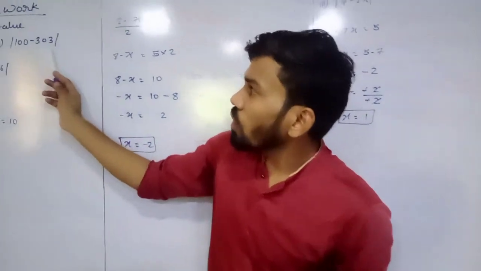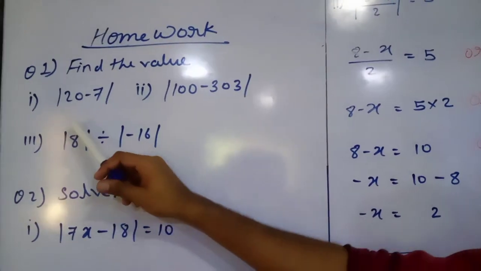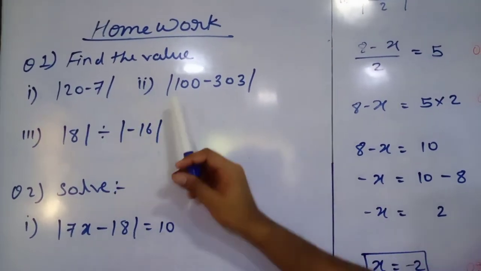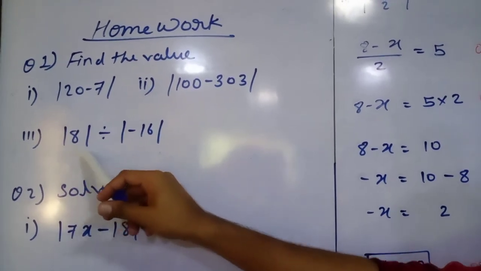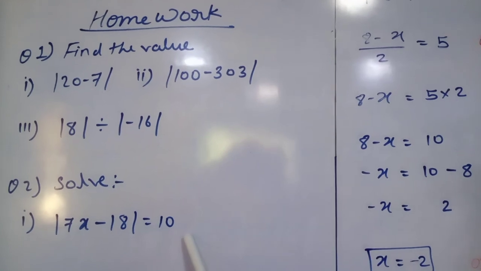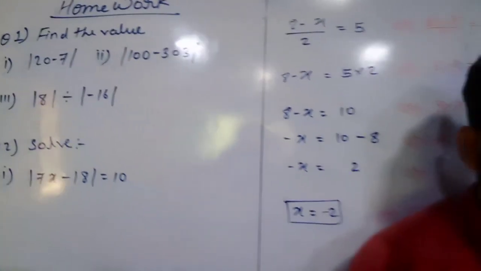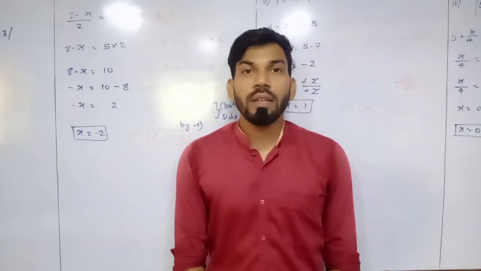So you have homework for today's video. Question number 1 is find the value. The first one is 20 minus 7, the second one is 100 minus 303, the third one is 8 divided by minus 16. And the second one is solve the question you have over here. So this way we can find out the absolute value of x given in the modulus form.